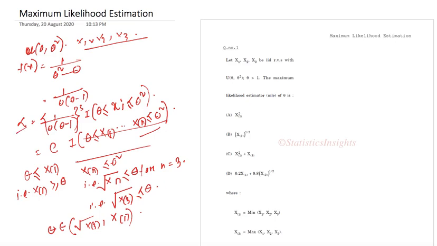Now we see this likelihood. We need that value of theta which maximizes the likelihood. This means theta has to be minimum. So the minimum value of theta is root over x3. Therefore root over x3 is the MLE. So option B is correct.